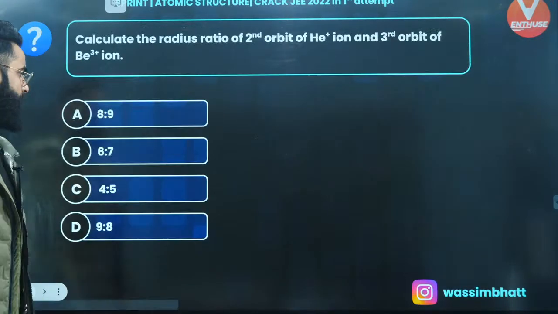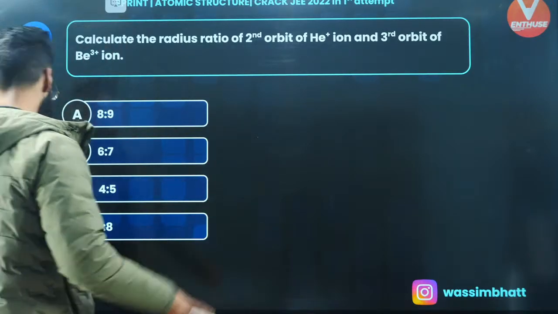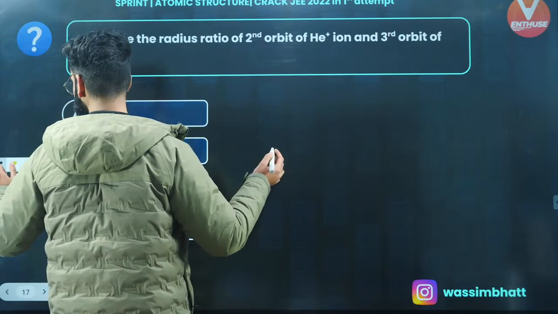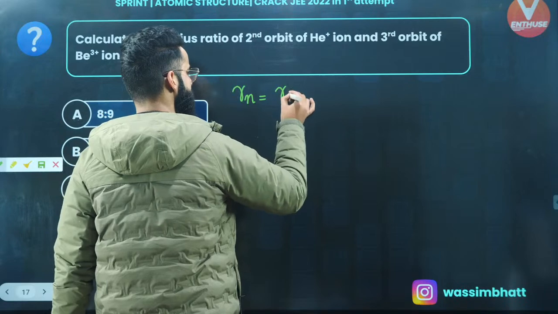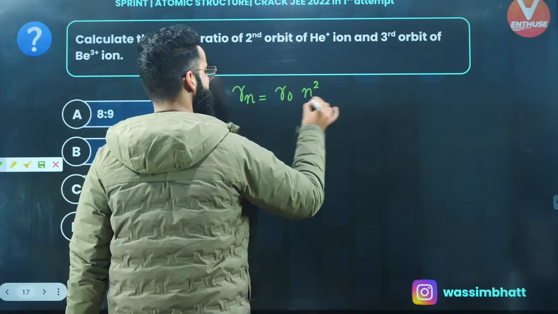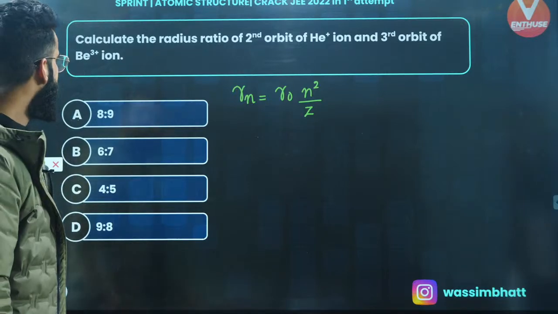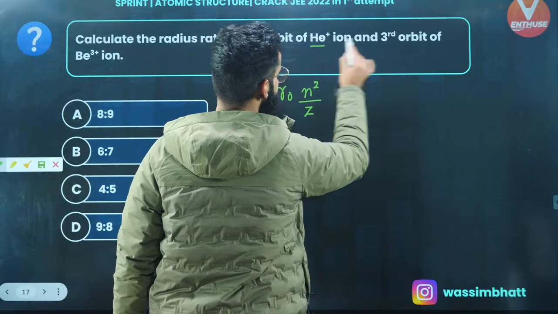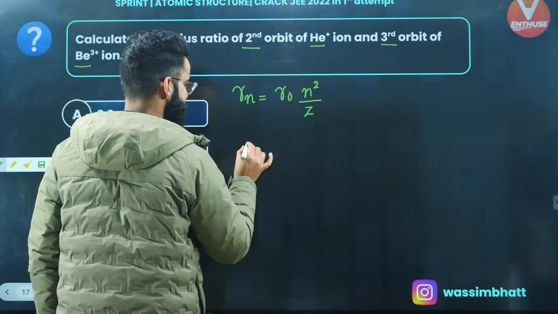Okay, let's move on to one more. This is one more question, a very simple and basic one. See guys, you will be knowing how to calculate the radius of the nth Bohr orbit, right? There's a formula for it. Radius of the nth Bohr orbit is simply equal to r naught n squared divided by Z. This is something every one of you would be knowing. Calculate the radius ratio of the second orbit of He+ and the third orbit of Be3+, right? So I'll be writing something like this.